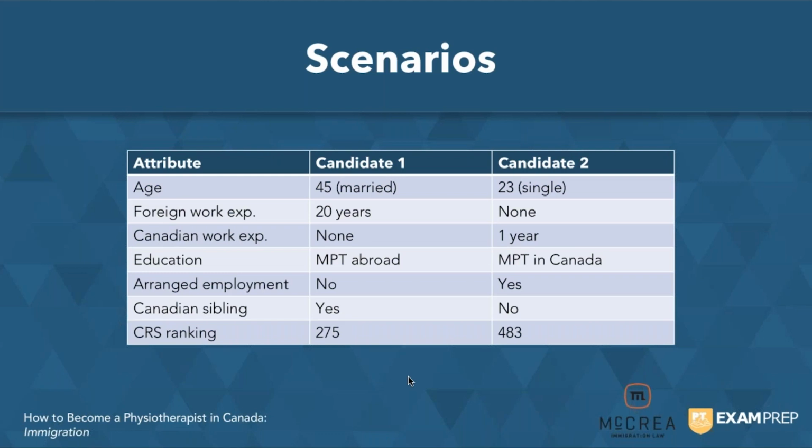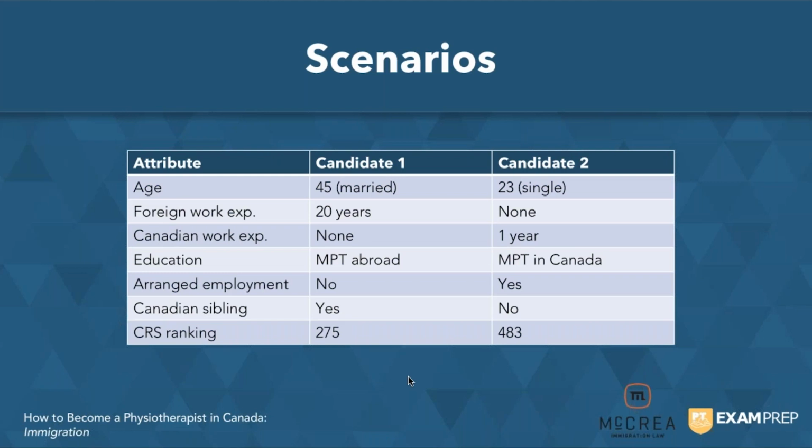So in the first scenario, candidate one is very, very highly qualified. She has a ton of experience. She's very highly educated. So she's 45 years old. She's got 20 years of experience. She hasn't worked in Canada, but she's got a master's degree from outside of Canada. She's got relatives in Canada. Her CRS score is pretty terrible. It's 275 points, and the pass mark, the lowest we've ever seen, is well into the 400s. So she's never going to get invited to apply at that score unless she can do something else to improve her score.